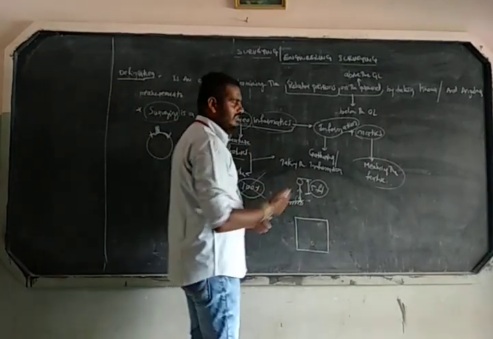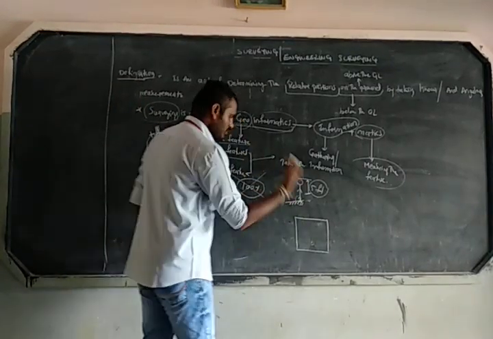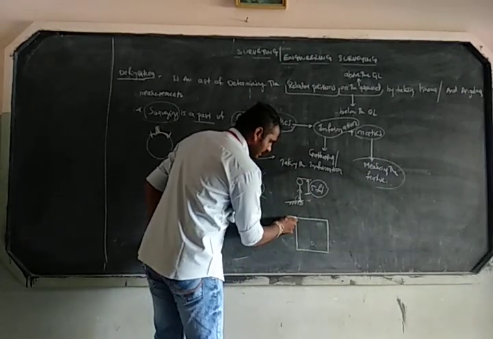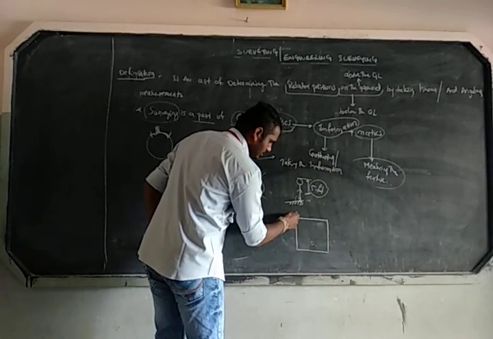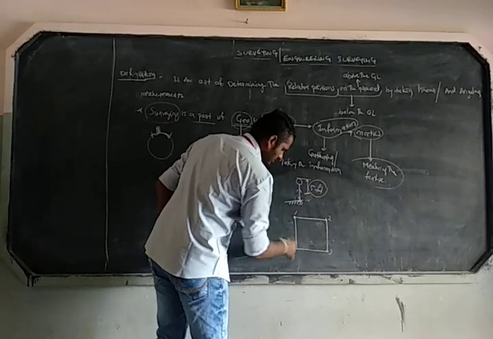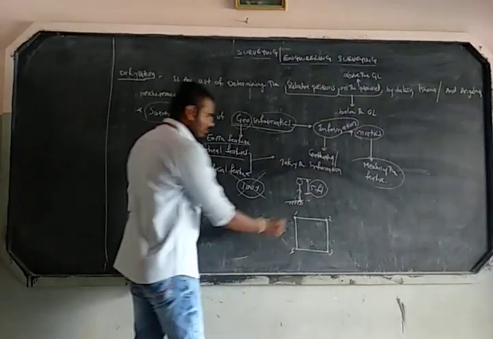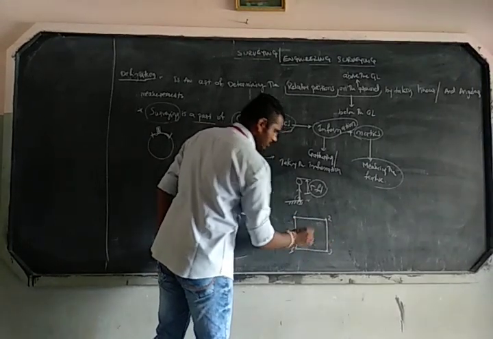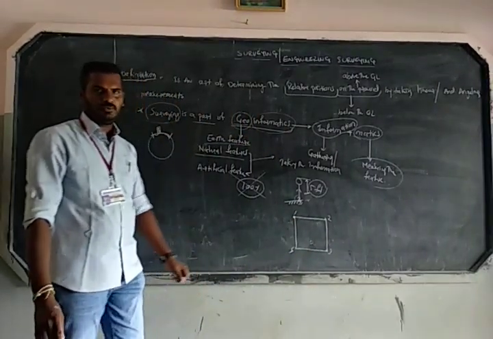So we call those points relative positions. First, suppose you take the building, a rectangle. Let us take a rectangle. This is point 1. This is point 2. This is point 3. This is point 4. Okay. So we call these points the relative positions.